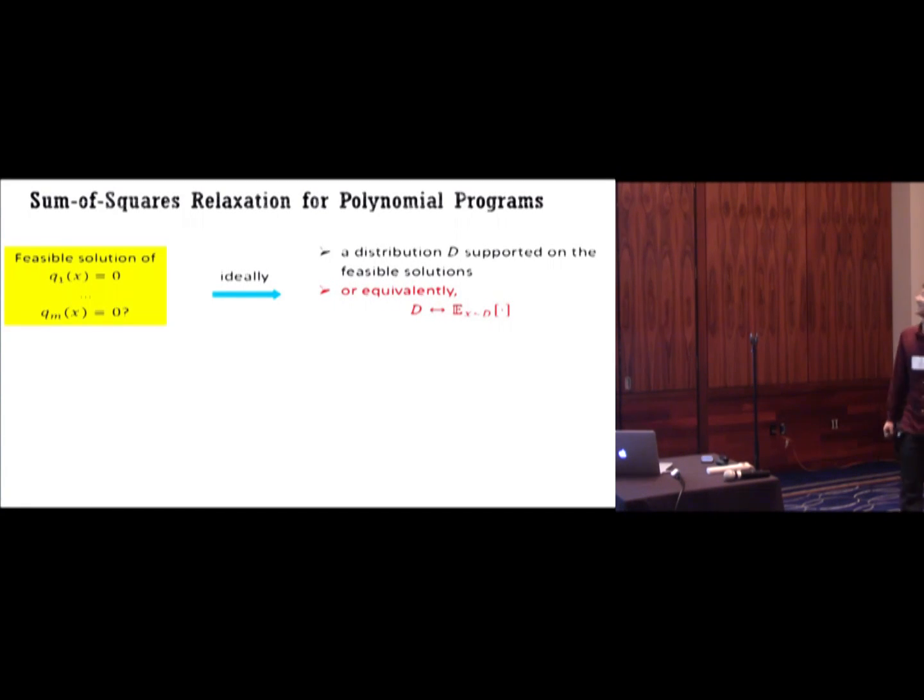So let's consider we have a polynomial program, right? A system of polynomial equations, and we want to find a feasible solution for it. Let's have a very wishful thinking scenario, right? Suppose somebody gives you a distribution D supporting feasible solutions. Then it's almost done because you can just draw one sample from it.